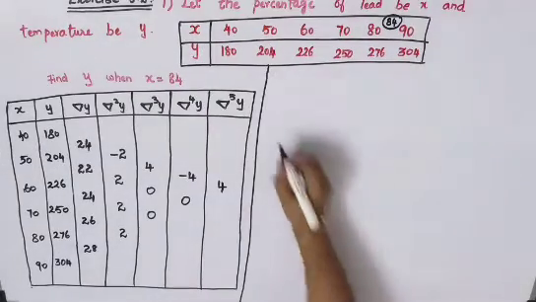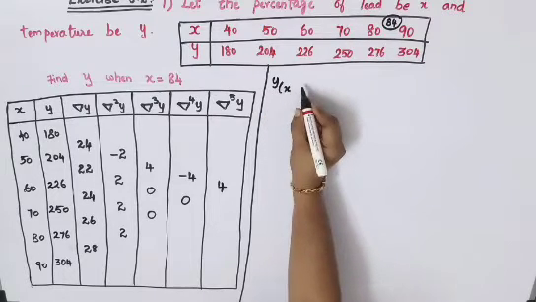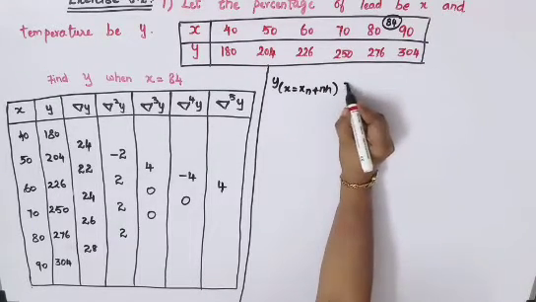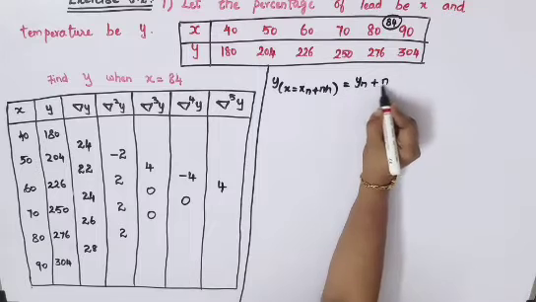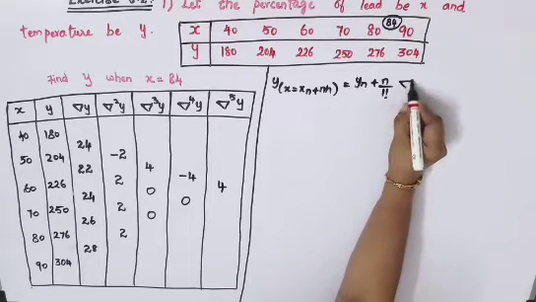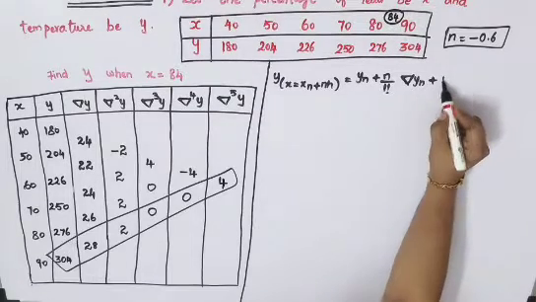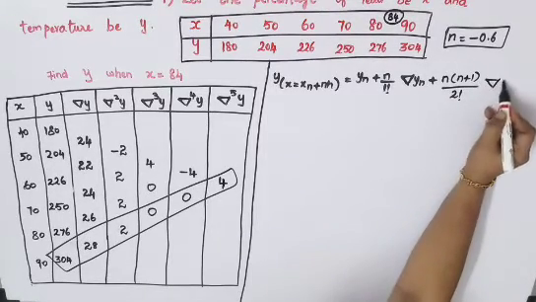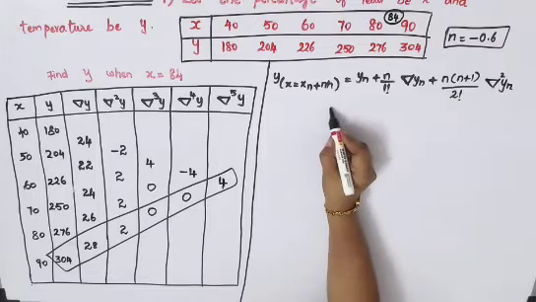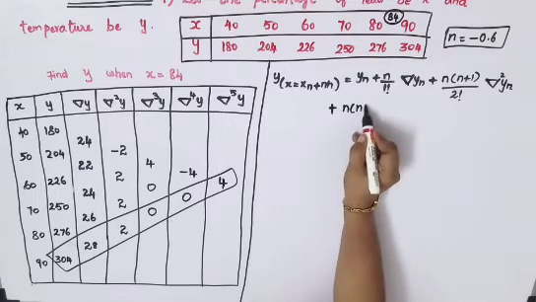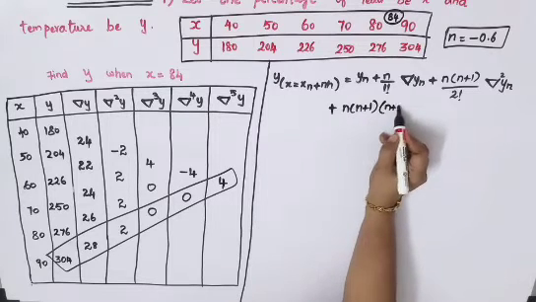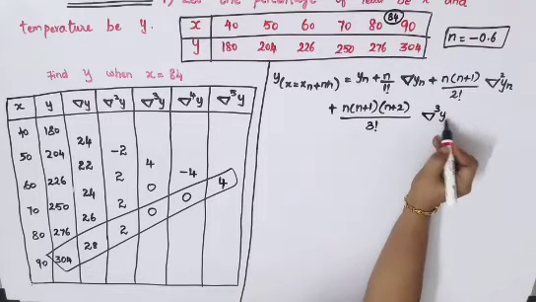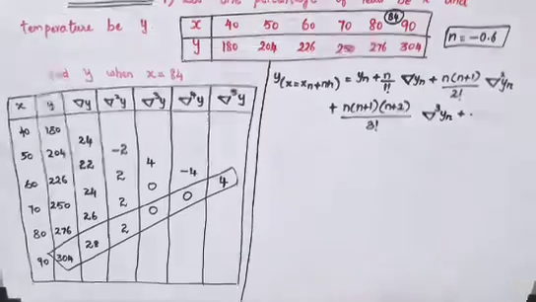Okay. Newton's backward formula: y of x equal to xn plus nh is equal to yn plus n by 1 factorial Δyn plus n into n plus 1 divided by 2 factorial into Δ²yn plus n into n plus 1 into n plus 2 divided by 3 factorial Δ³yn, plus etc.